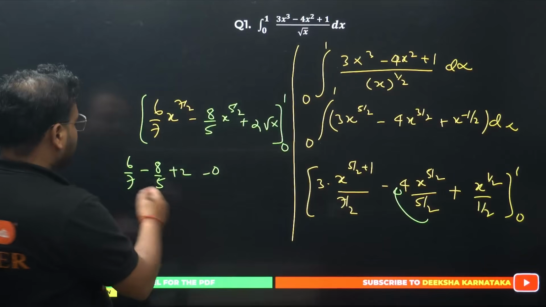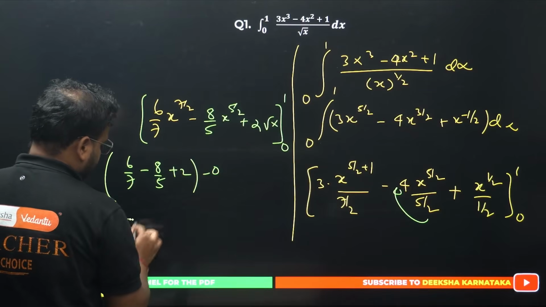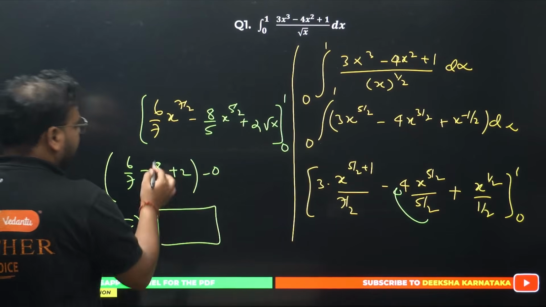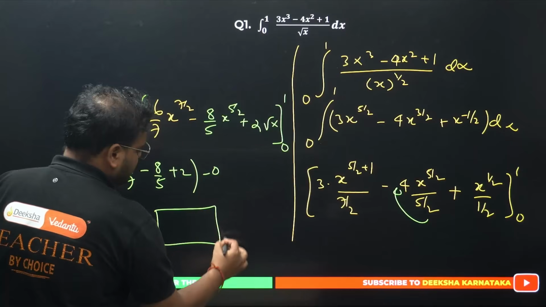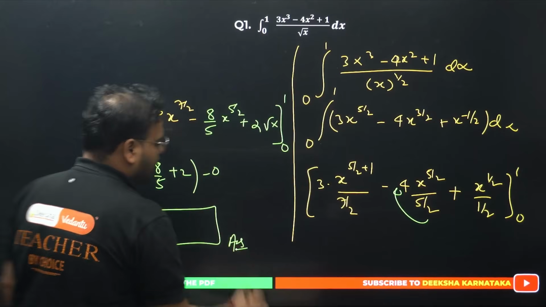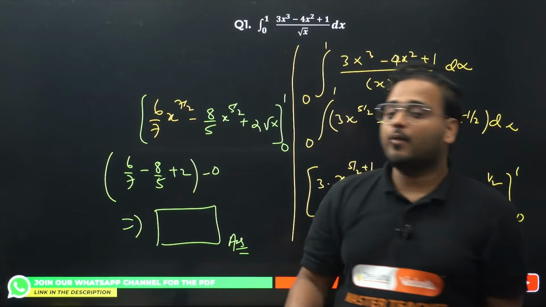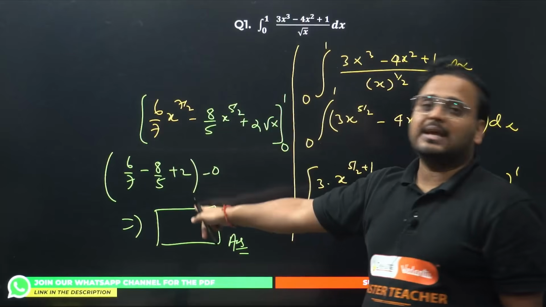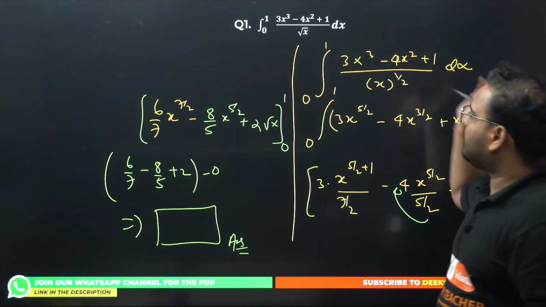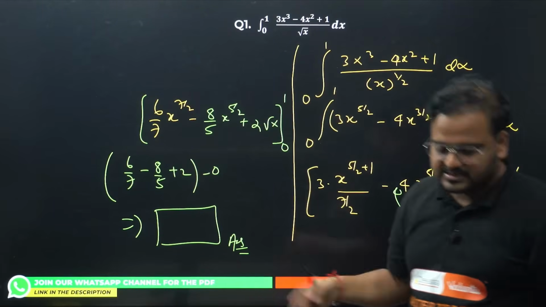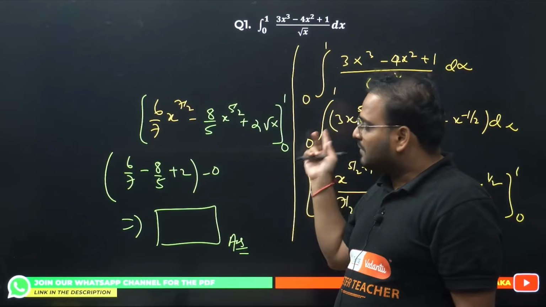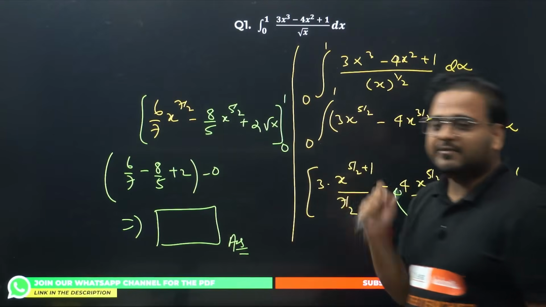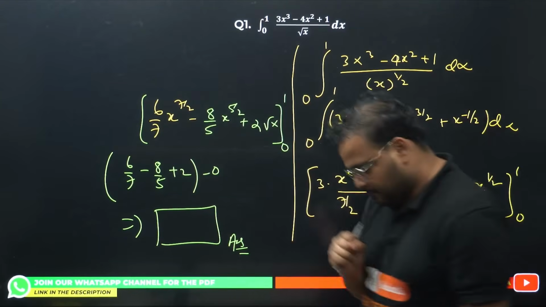So you can solve for this and give me the answer. Solve this, 6 by 7, 8 by 5 and plus 2, and give me the answer, please. All of you comment right now what's the answer for question number 1. As I said, apart from the formulas, theories and concepts, you also have calculation involved in the case of definite integral. That is a must.